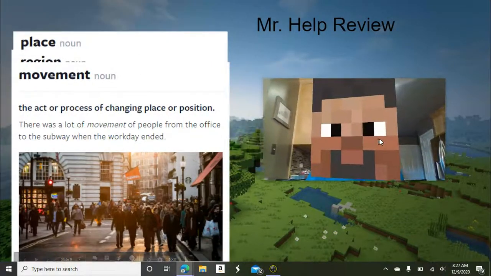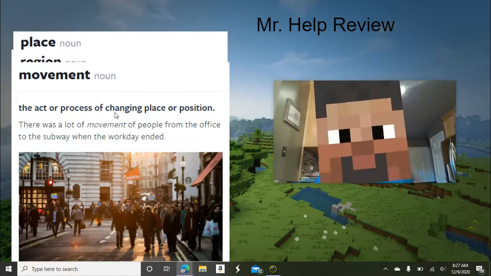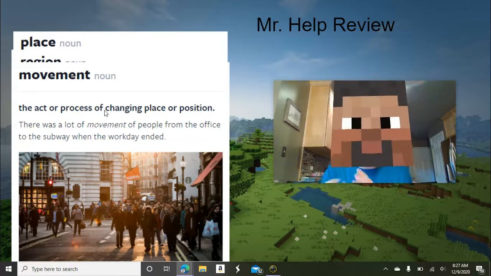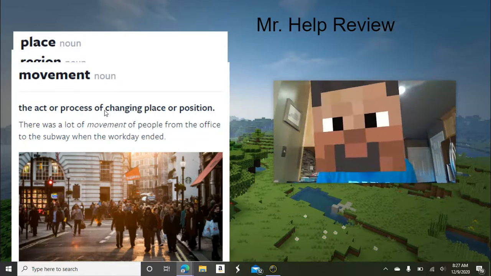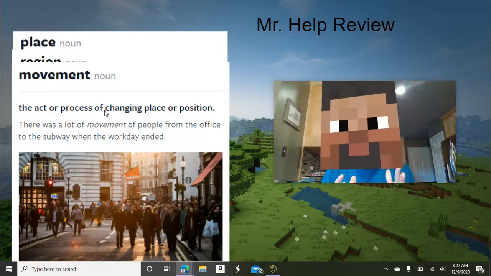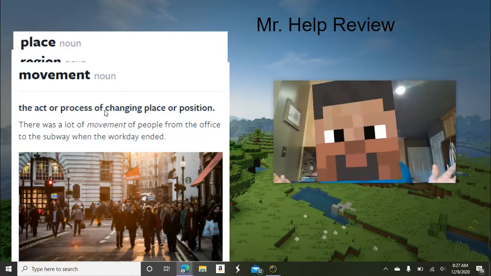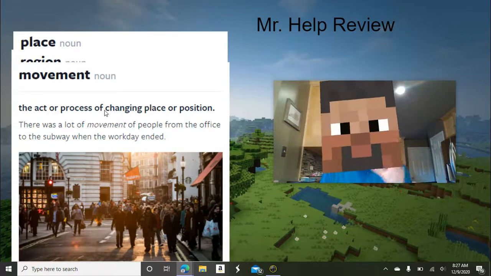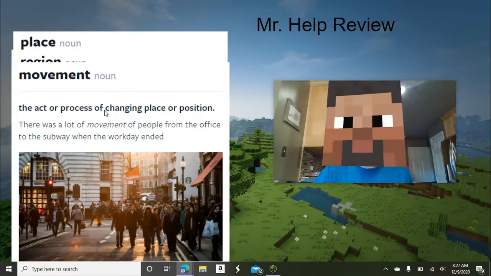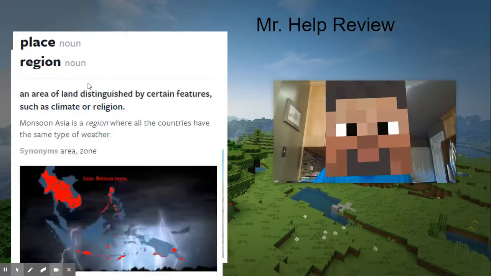So, moving me over here, Mr. Help Review. All right, so again, M stands for movement. Movement is the act or process of changing place or position. So you are moving, and people move throughout history for tons of different reasons. But yes, movement is a key of geography, one of the themes.